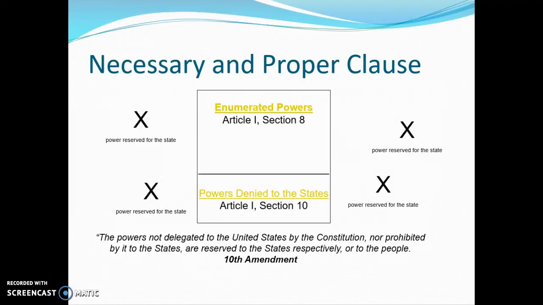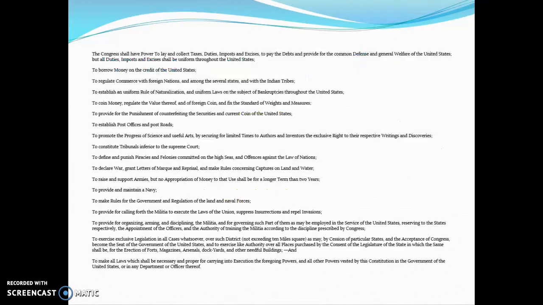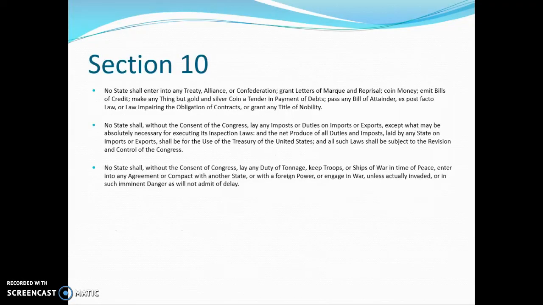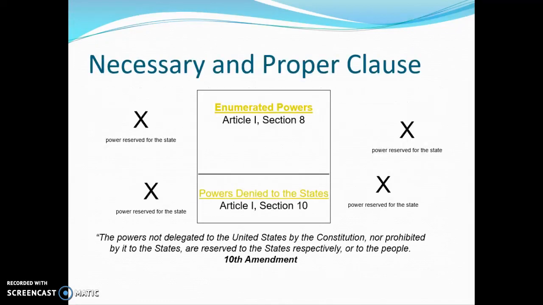Okay. Can I wear pink? There's nothing about a dress code, nothing about the United States government being able to regulate dress codes. There's nothing in Article 1, Section 10 that says the states get that power taken away from them. So I have the freedom to wear whatever I want, including the color pink if I'd like.